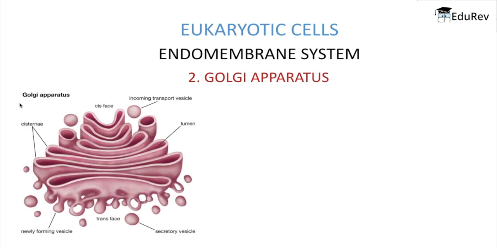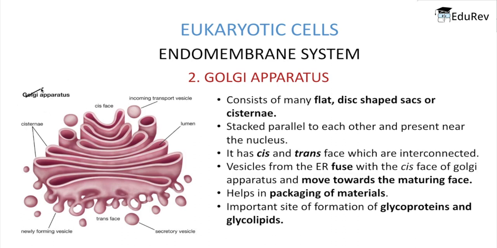structure of Golgi apparatus. So this is the flat disc-shaped sac, also called cisternae, and it is stacked parallel to each other, and it is also present near the nucleus. Now it has two faces. One is the cis face, another one is the trans face. So the function of cis and trans face is that it helps in the modification of proteins and lipids.